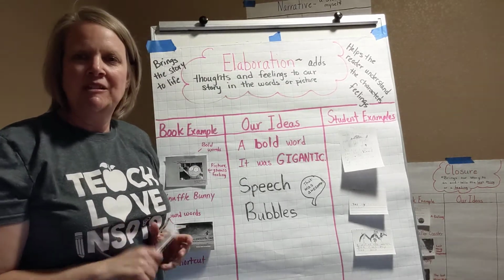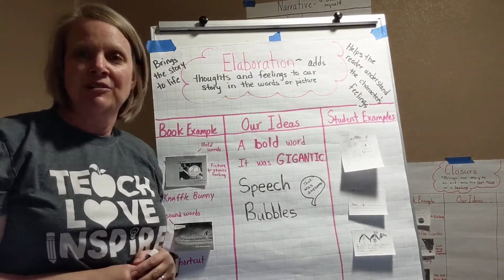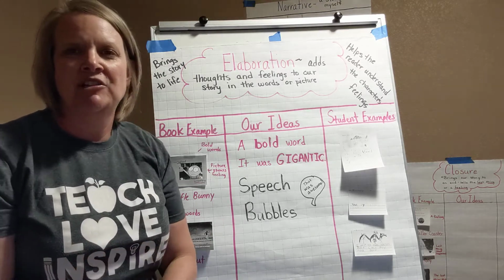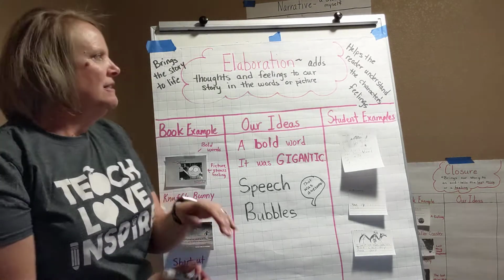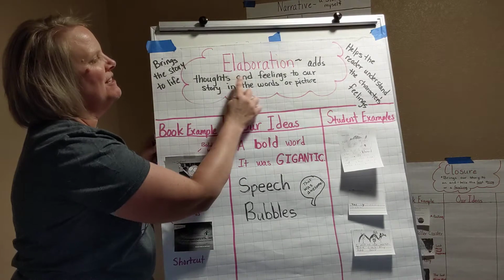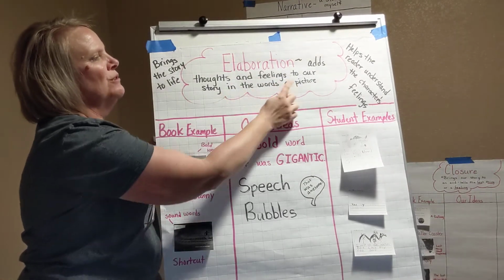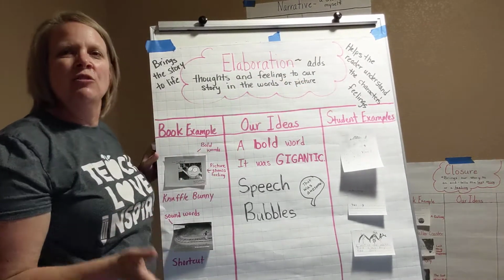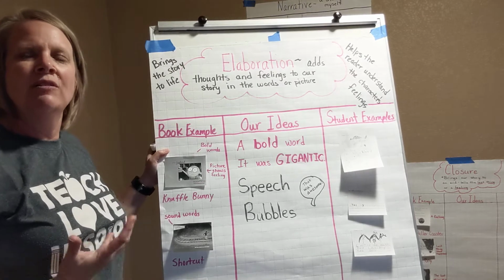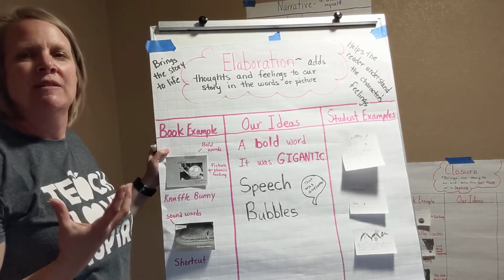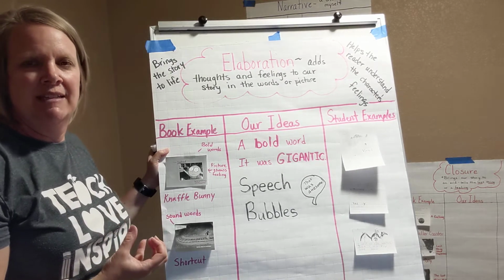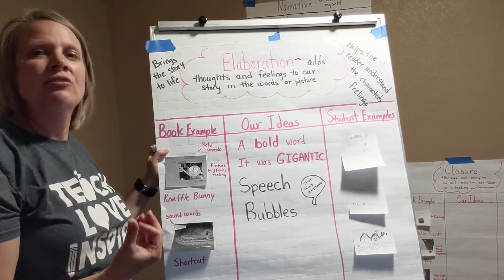All right, first graders, it's time to bring our narratives alive and add that elaboration. Elaboration is what adds thoughts and feelings to our story in words or pictures. So we're going to go back and reread our story, and we're going to see where we can add maybe thoughts or feelings that the character has. And we're going to do it either in our picture or in our words.